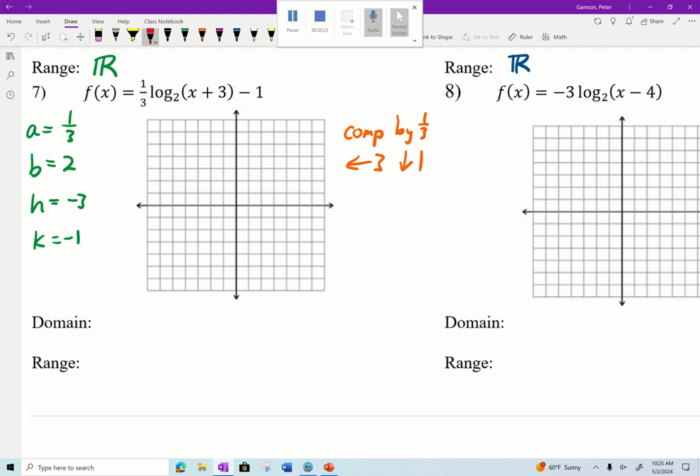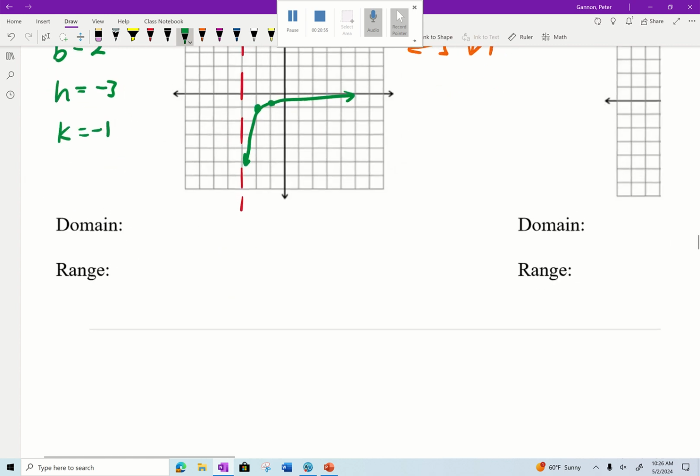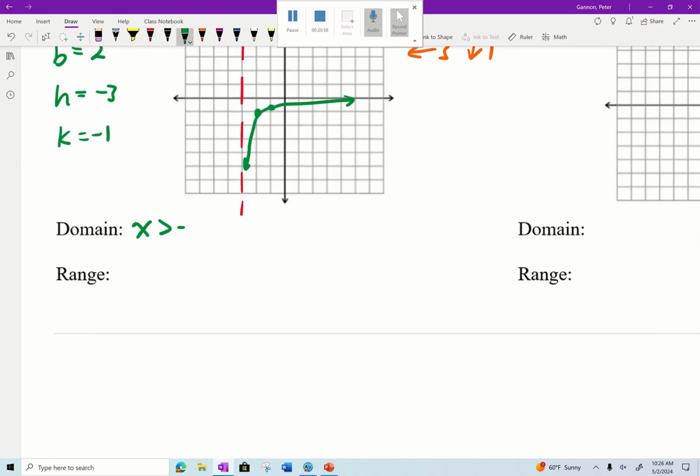So graph the asymptote. From 0, we're going to go left 3. We're going to move the anchor point (1, 0) left 3, down 1. And then this one will be a little tricky, but when we go back to the asymptote, we're going to go up A, which is 1/3. So, 1/3 of the way to 1. And then we're going to go right our base, which is 2. So that point, it's not too far away. So we're going to slowly curve up to the right and come down on the left. Our domain, x is greater than -3, and the range is all real numbers.